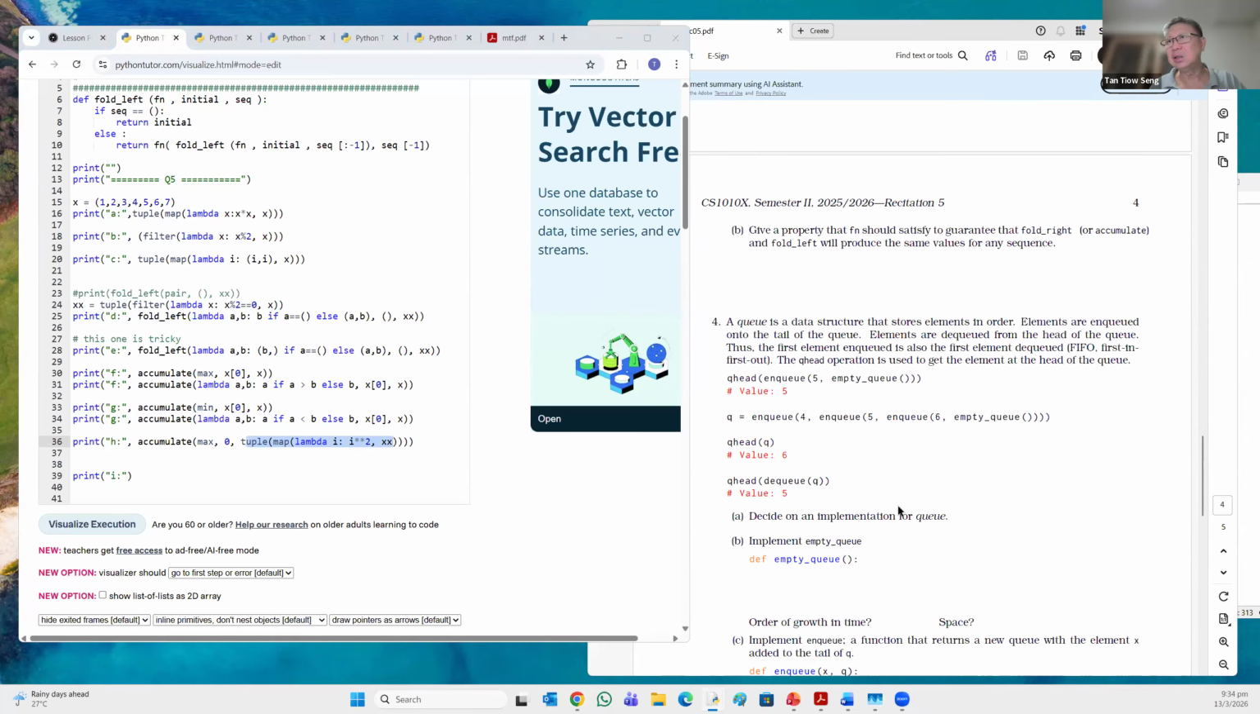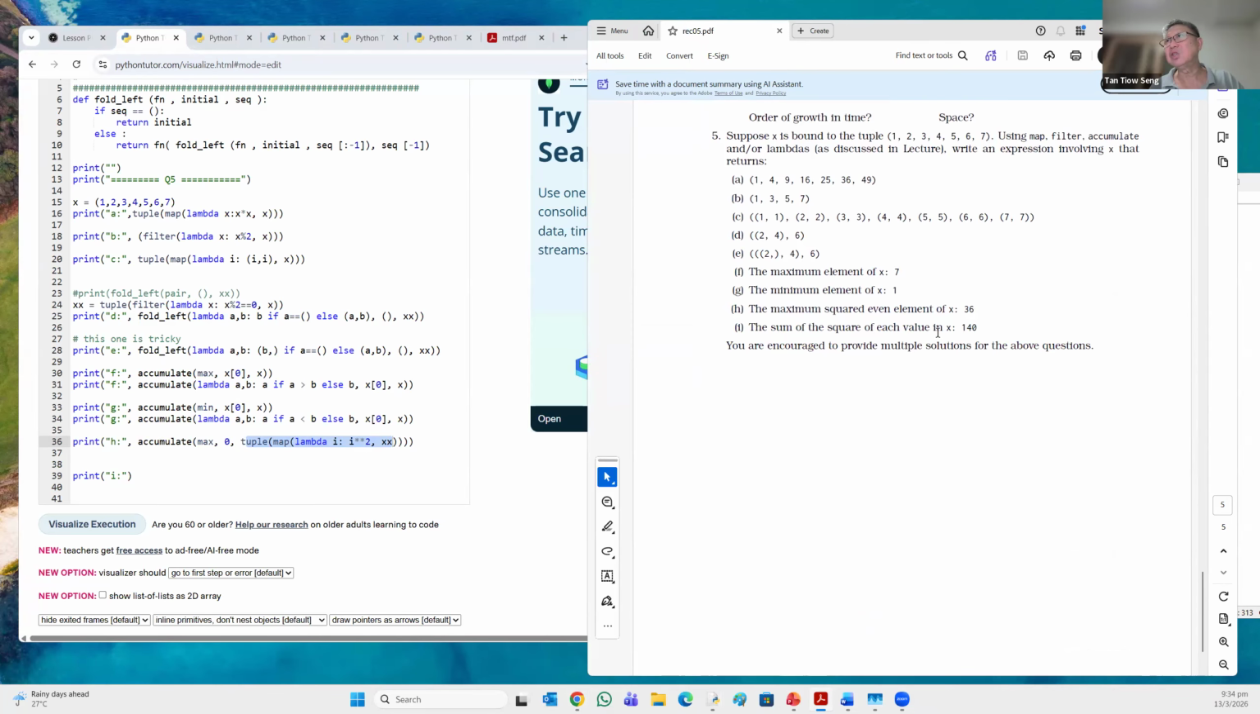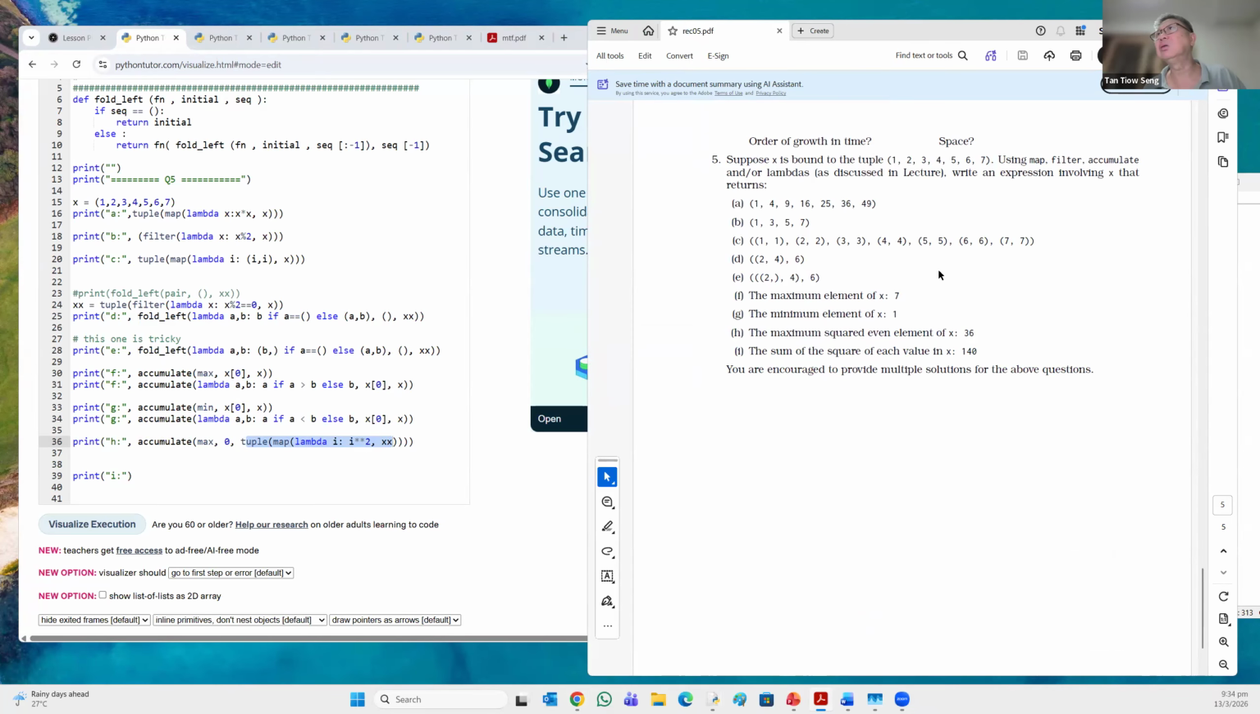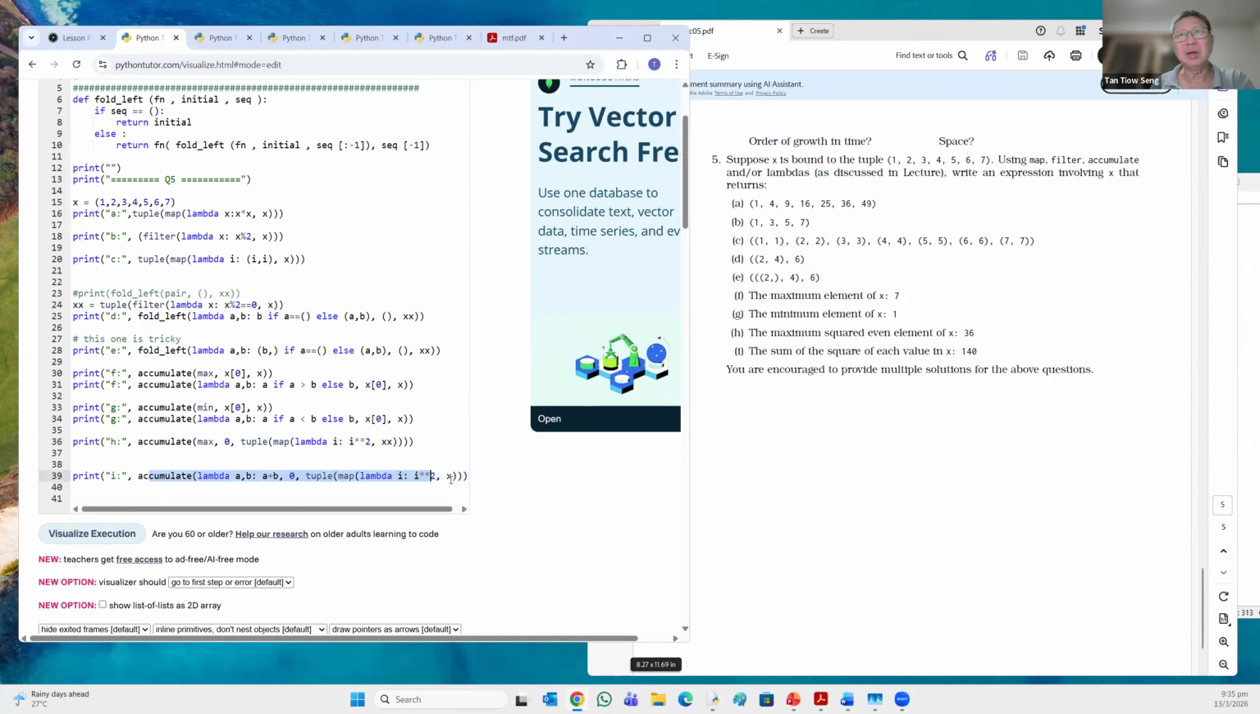And the last one, the sum of the square of each number in X. Oh, you have to square and sum them up. So basically, you can square first and then add them up using accumulate. You square first, make it into a tuple because it's a system map, and then you add them up one after another, and that's it. Okay.